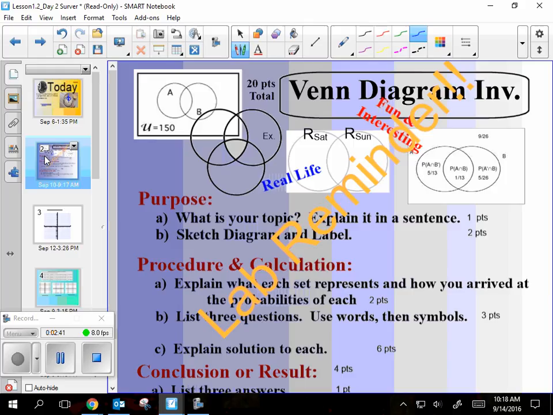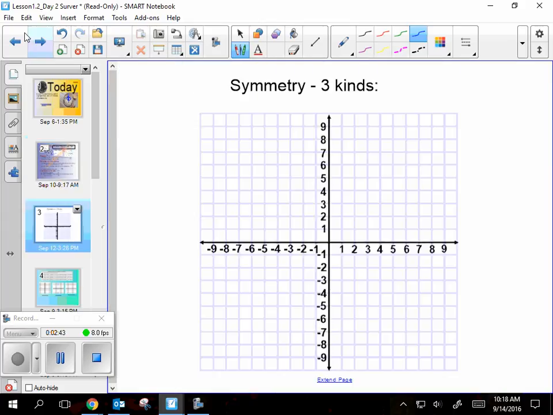Okay? All right, anyway. 3 kinds of symmetry. What kind of symmetry would that have? I know it's off a little bit, but generally y-axis symmetry. Okay, good. There's this kind. What's that?